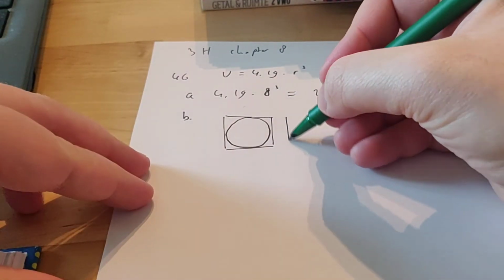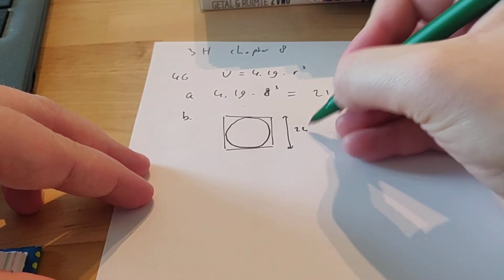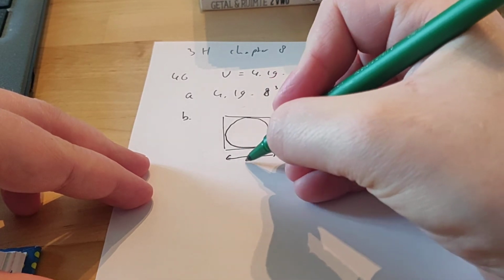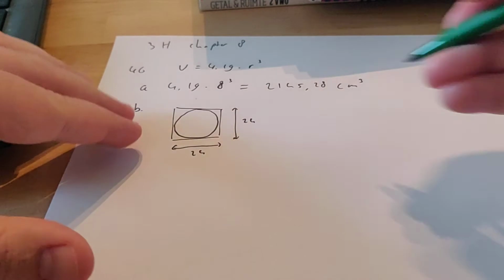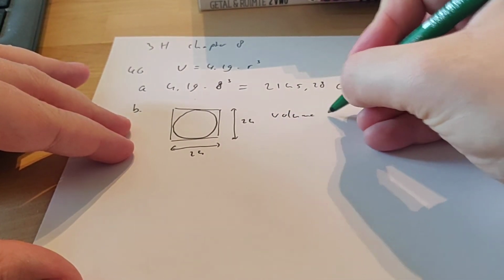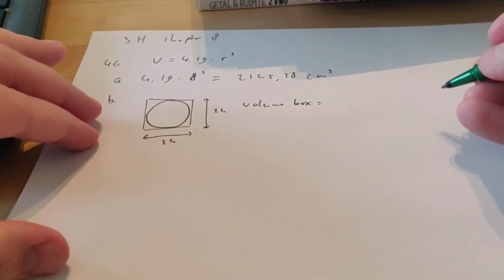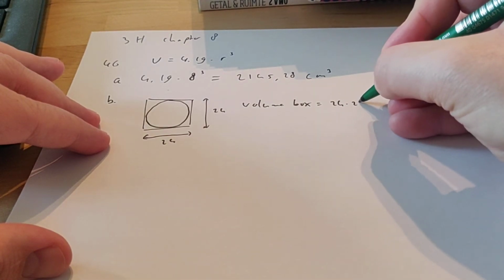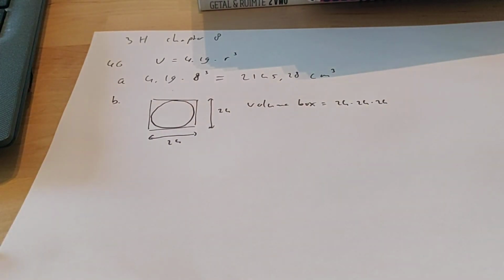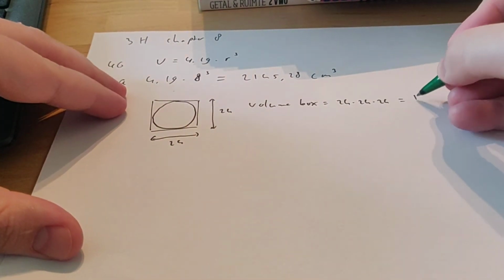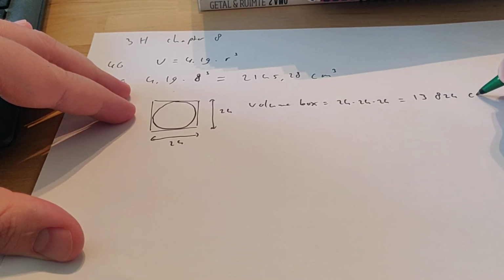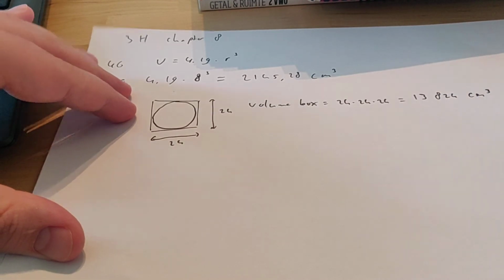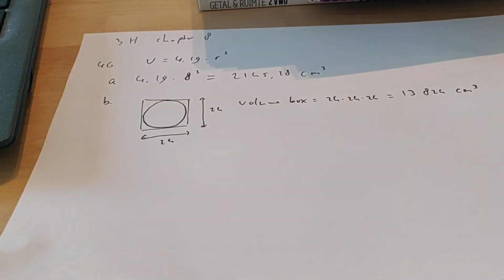Now it says that the box is a cubic box and everything is 24. So this is 24, this is 24, and also the height of the box is also 24. So if you want to calculate the volume of the box itself, you do 24 times 24 times 24. So let me calculate what that is real quick. That is 13,824 cubic centimeters. So that's the volume of the box.